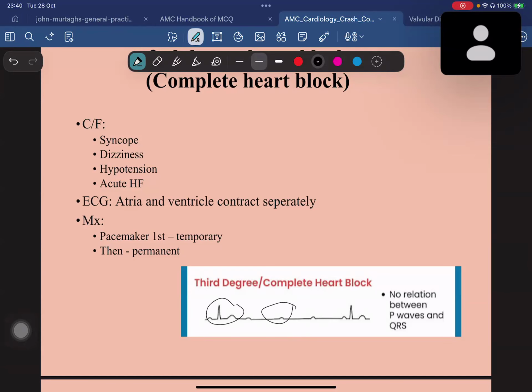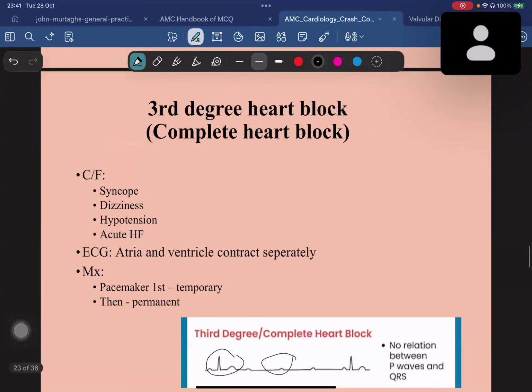So in this also, you would see syncope, dizziness, hypotension, and acute heart failure. And as you can see, atrial and ventricle contract completely separately. And then for management, first you can do a temporary pacemaker, and then you could go to a permanent pacemaker.